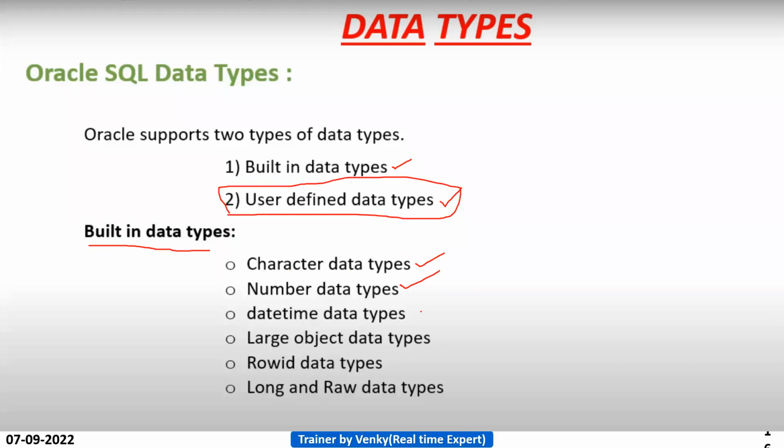Character data type, number data type, date time data type. Character means if you want to store characters. Number means it will store numeric data. Date type means it will store dates. There are others too, like images and videos, which we have to store using other types. But the most important ones are these three. Most important, we can use them everywhere.